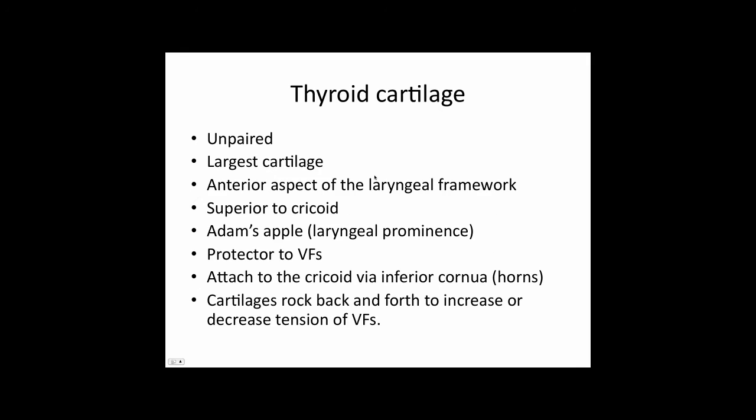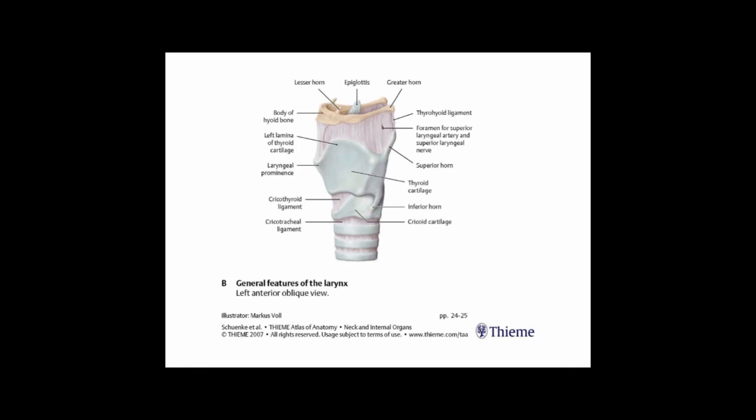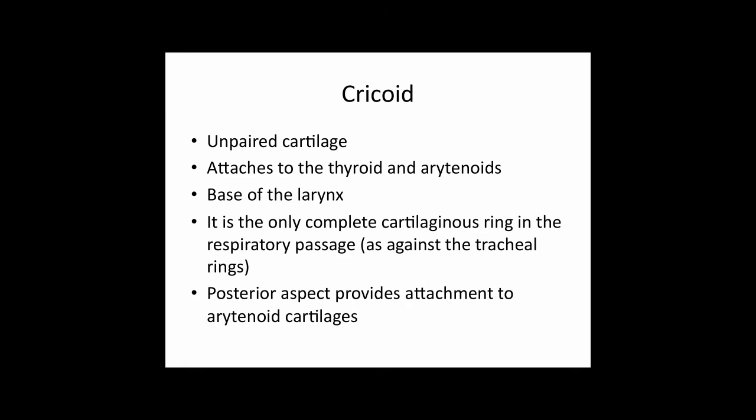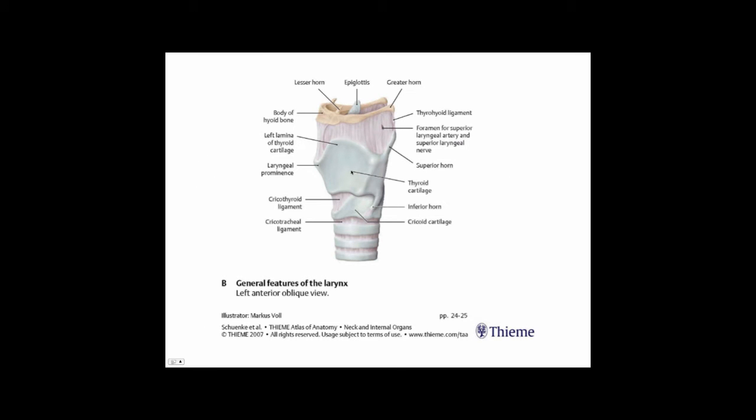Okay, so let's talk about the thyroid cartilage. As I said, the thyroid is an unpaired cartilage. It's the largest cartilage, and some people say it forms like a shield of your larynx. Okay, it is the anterior aspect of the laryngeal framework. If you see the location, it's located superior. This is the cricoid, so it's located superior to the cricoid cartilage. Okay. What are some of the other structures? I talked about the Adam's apple or the laryngeal prominence. It serves as a protector to the vocal folds. Okay. Now, the one thing that I want to show right here is, hang on. Okay, so you see how the attachments are.